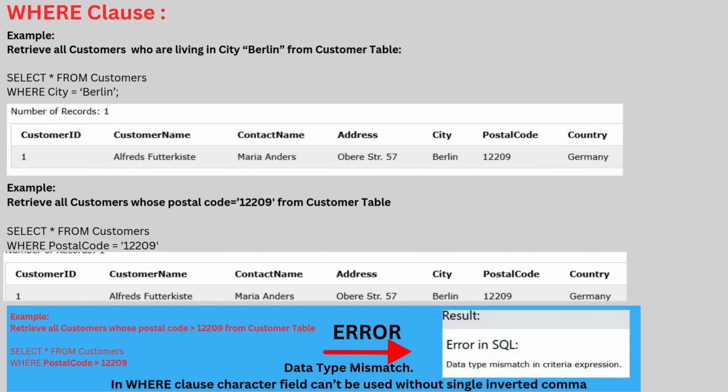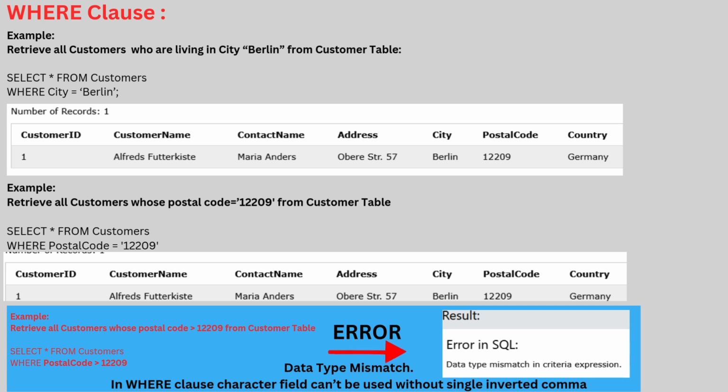Example. Retrieve all customers who are living in city Berlin from customer table. Select asterisk from customers where city is equal to Berlin. Example. Retrieve all customers whose postal code is equal to 12209 from customer table. Select asterisk from customers where postal code is equal to '12209' within single inverted commas.